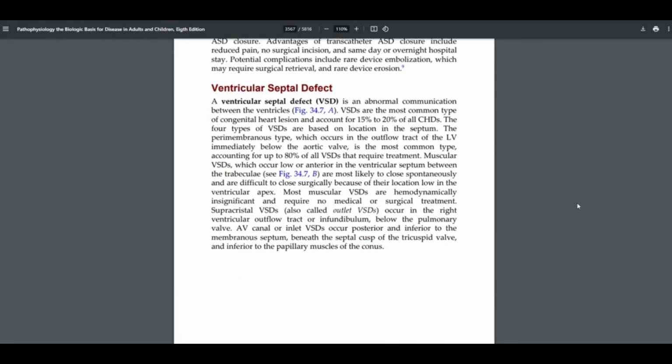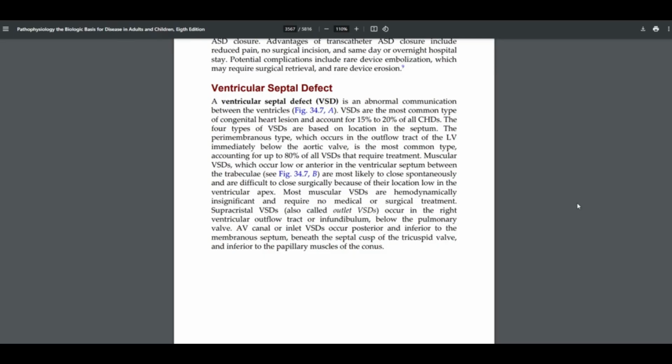So then we have our ventricular septal defect. A ventricular septal defect is an abnormal communication between the ventricles. Ventricular septal defects are the most common type of congenital heart lesion and account for 15 to 20% of all CHDs. The four types of ventricular septal defects are based on the location in the septum. The perimembranous type, which occurs in the outflow tract of the left ventricle, immediately below the aortic valve, is the most common type, accounting for up to 80% of all ventricular septal defects that require treatment.